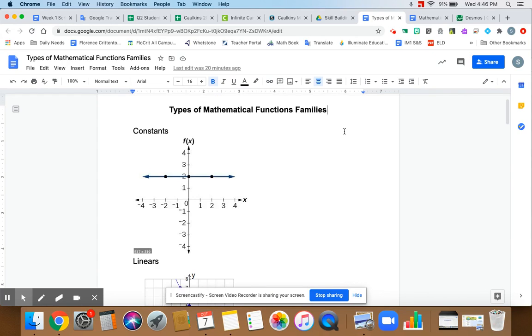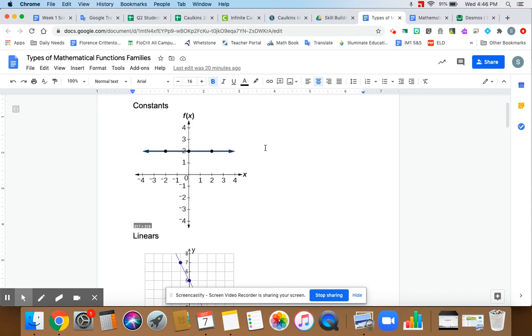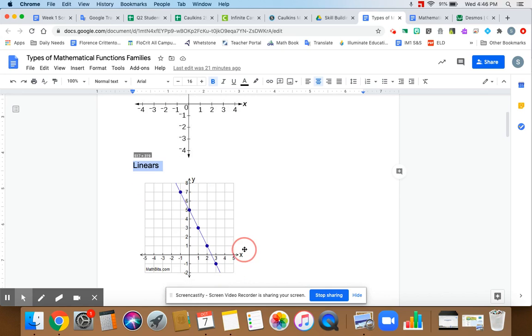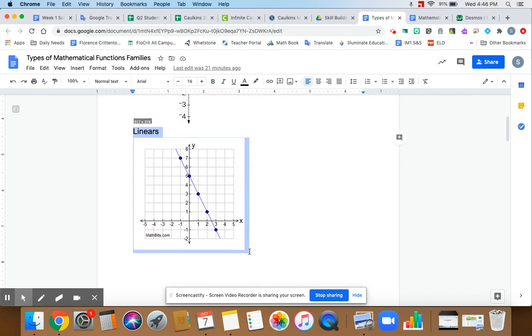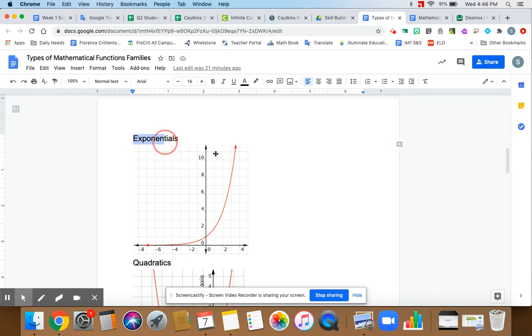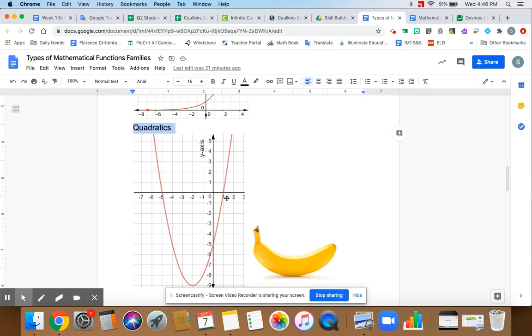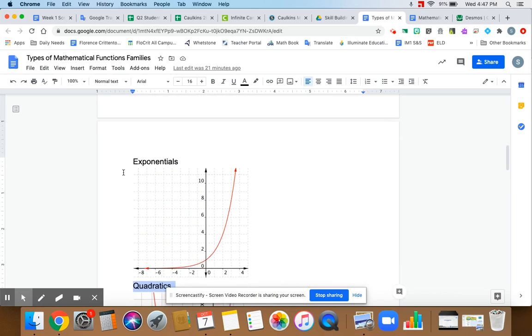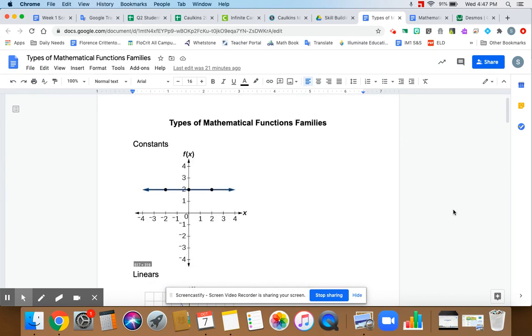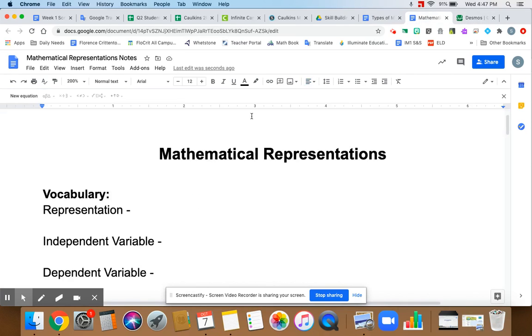So a lot of your units in math class are going to be to take each type of family. So like linears is a whole unit in the first year of math. Exponentials is a whole unit in the first year of math. Quadratics is a whole unit in the second year of math. And you're going to learn about the different types of family functions. And you're going to be expected to be able to take each type and know all of their mathematical representations. And not only know them, but how to go between them.